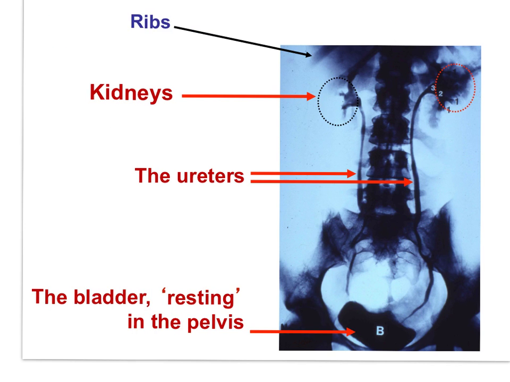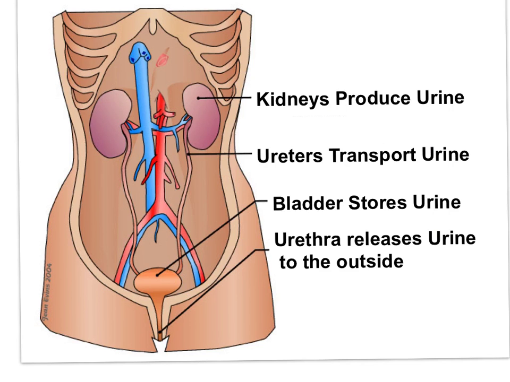Here's an X-ray of the abdominal cavity showing the position of the paired kidneys in the body. The image nicely displays the ureters carrying the urine to the bladder. Once again, here are the paired kidneys in the body, the ureters, the bladder, and the urethra. Urine moves from the kidneys to the ureters, to the bladder, and exits the body through the urethra.